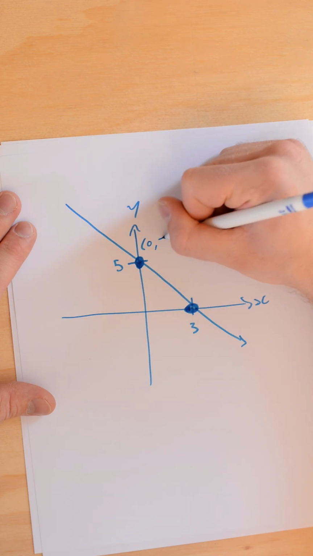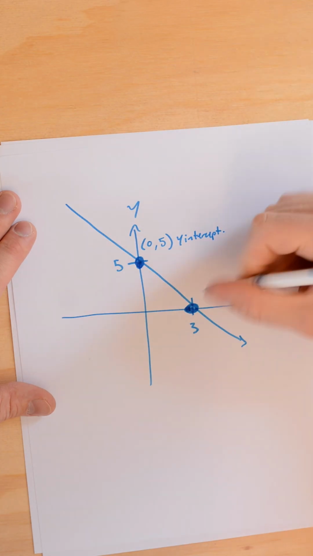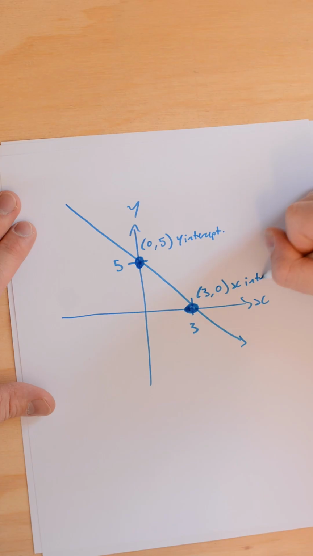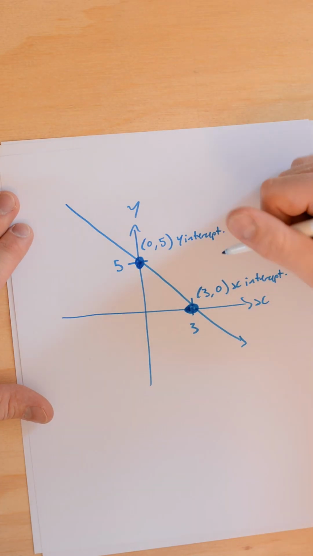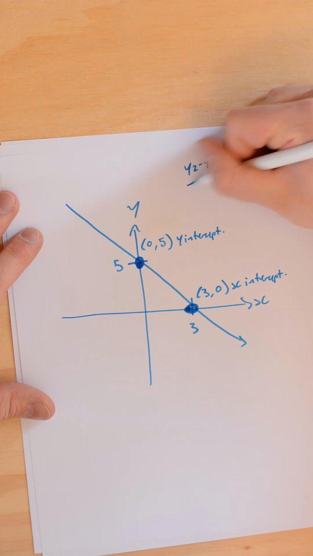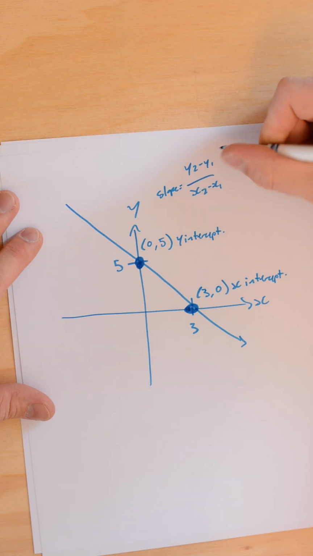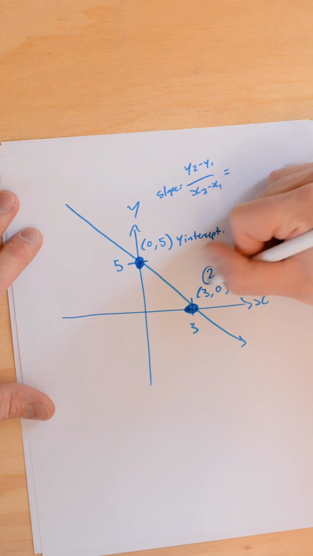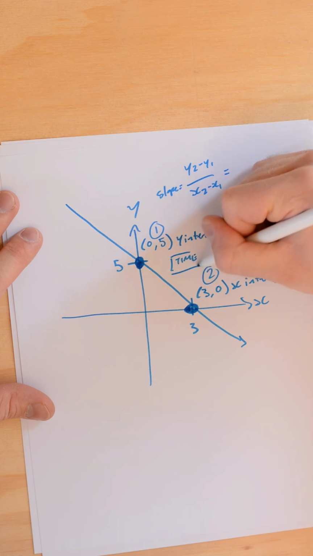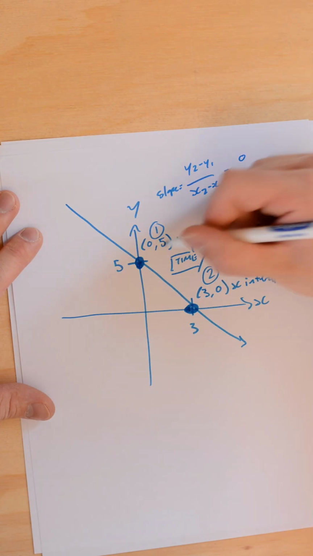X is 0, y is 5. That's my y-intercept. X is 3, y is 0. That's my x-intercept. And the slope I can calculate any number of ways. Let's try our y2 minus y1 over x2 minus x1 again to find our slope. This point came second. This point came before it, again in our flow of time, as we say, our flow of time. So this makes this y-coordinate y2 and this one y1.